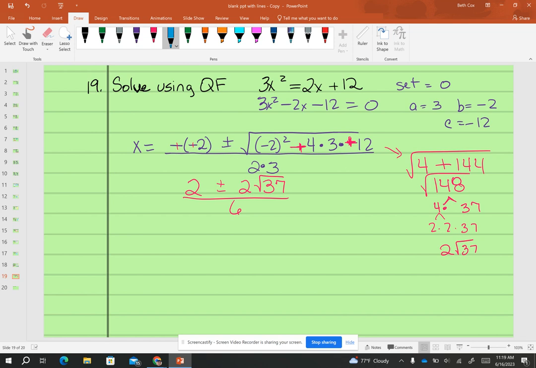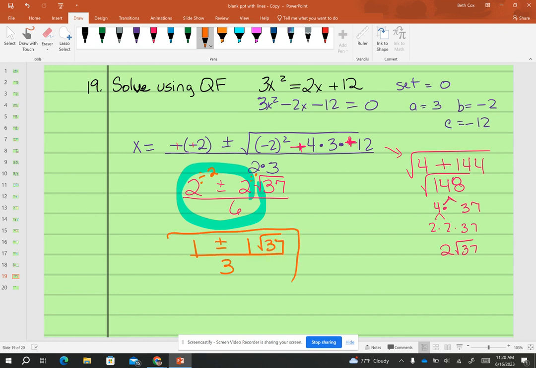Now this is where everybody is struggling. These three numbers, not the 37, they're all divisible by 2. You can lower them by dividing by 2. You can put it in lowest terms. So 2 divided by 2 is 1. 2 divided by 2 is 1. And 6 divided by 2 is 3. And this is an appropriate answer. You must do that reducing. Put them in lowest terms. That's where everybody's screwing up.